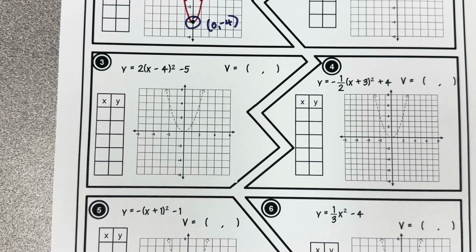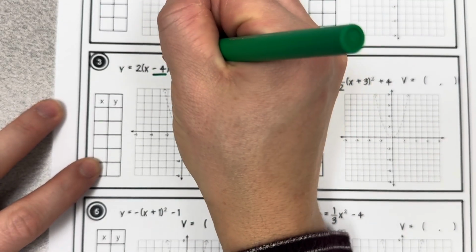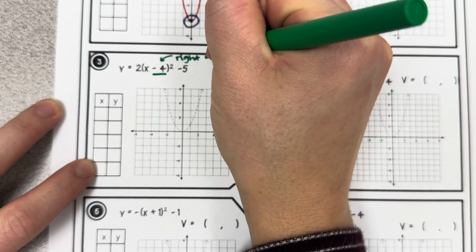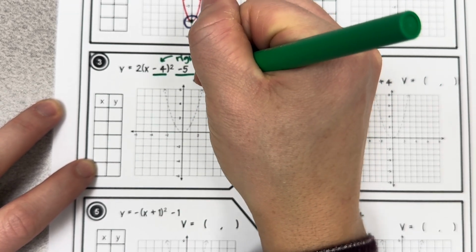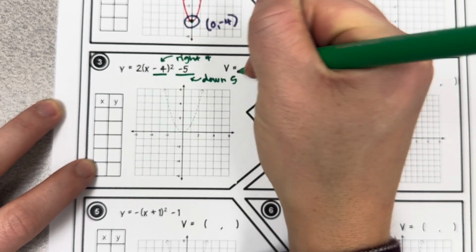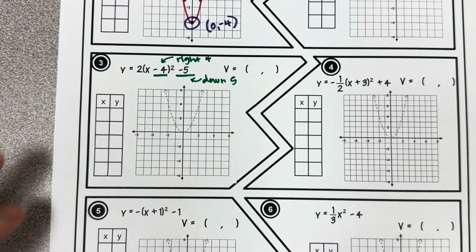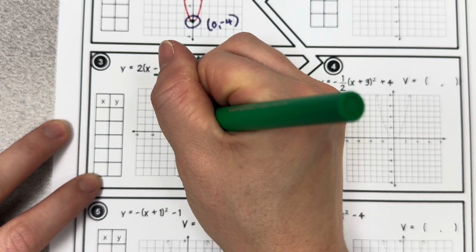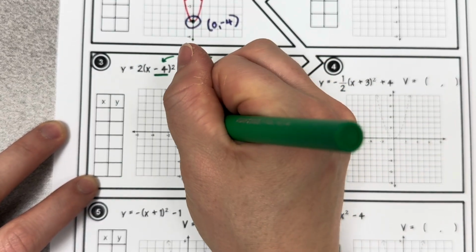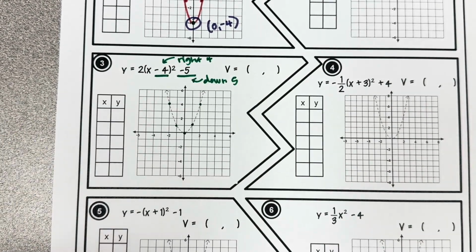All right, so I see some transformations. So on the inside is left and right, and this one is going to go to the right 4. And then on the outside is up and down, down 5 because of -5. So I'm going to take each one of these little points, boom, boom. You can see them easily on your graph. I'm going to move them.